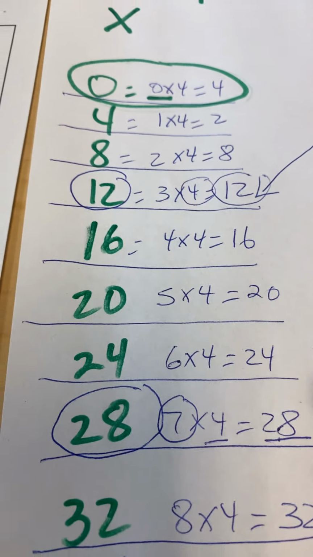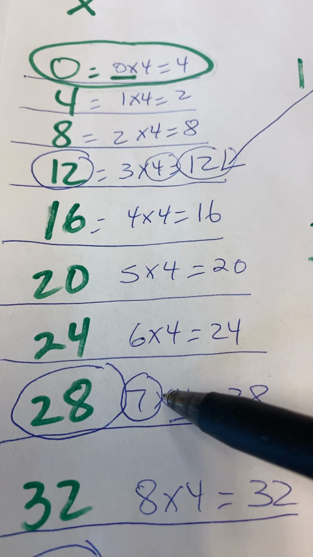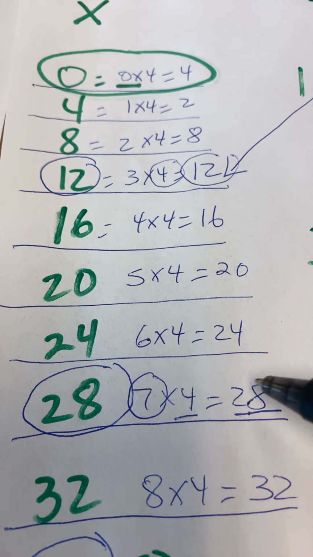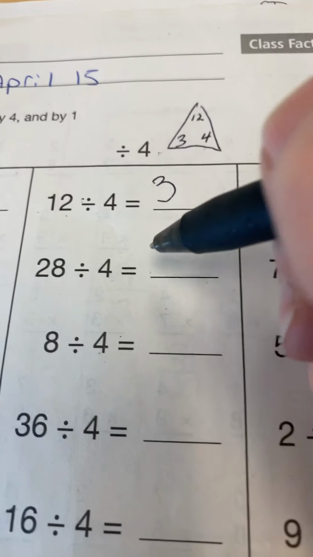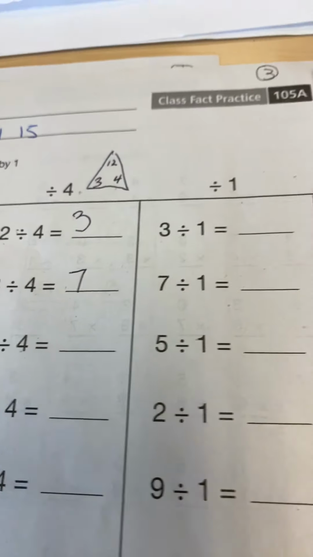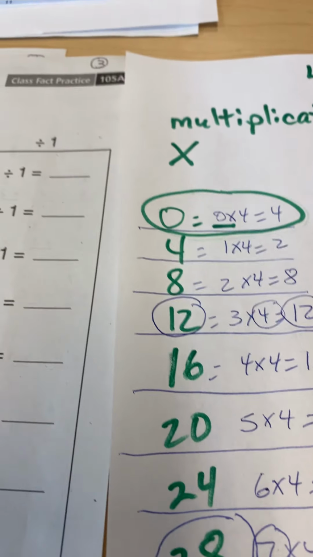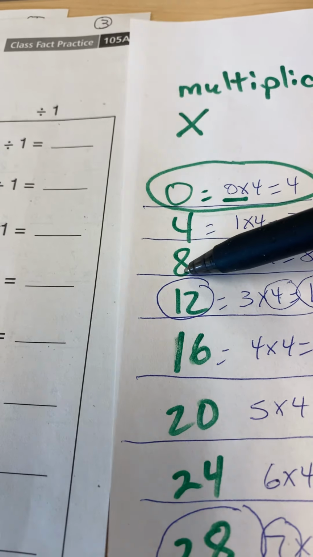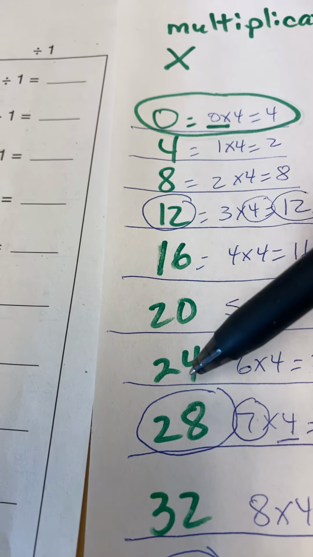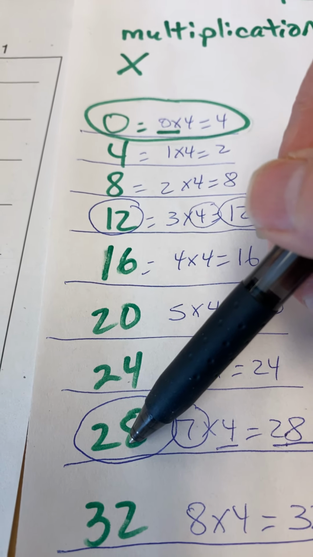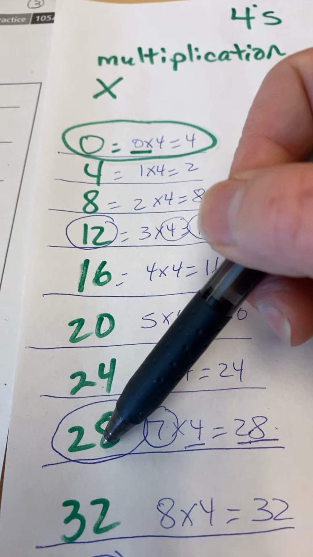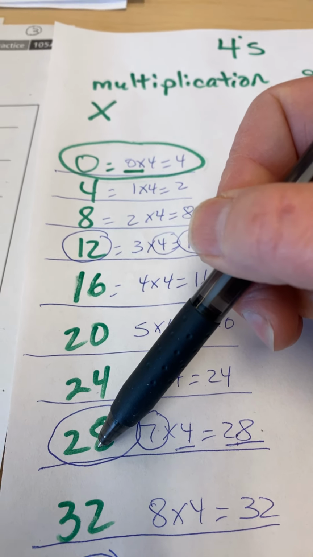28 divided by 4. Let's go to 28. 28, I see it's 7 times 4 equals 28. So we'll put 28 divided by 4 equals 7. If you want to, you could just have these down and count to 7. Ready? 1, 2, 3, 4, 5, 6, 7. Or sometimes we use our fingers. I can't really use my fingers right now because I'm holding this phone, but I'll pretend.